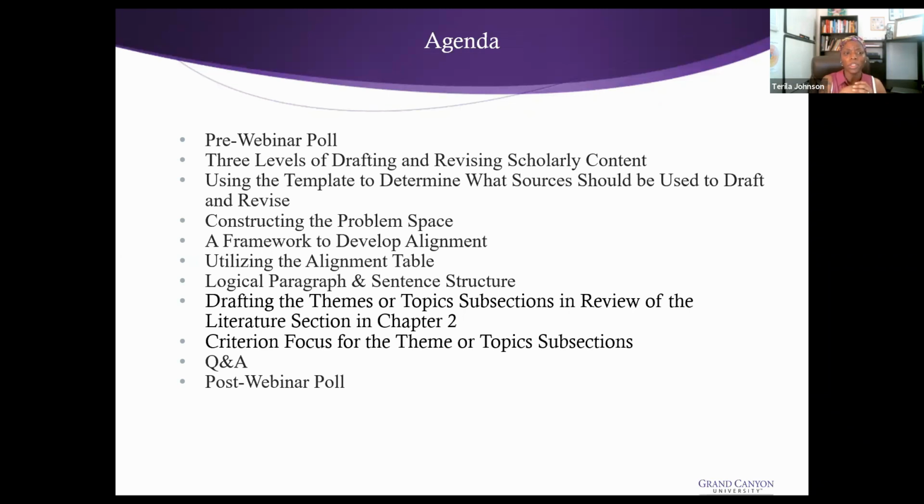So here's our agenda for today. Again, we have the pre-webinar poll. I'm just going to revisit those 3 levels of drafting and revise and scholarly content that I did in the previous webinars, just to refresh your memory. We're also going to talk again about how to use the template to determine what sources you should use to draft and revise. But this time we're going to focus on some higher level things such as alignment and a good approach to getting your review of the literature in your chapter 2 done.